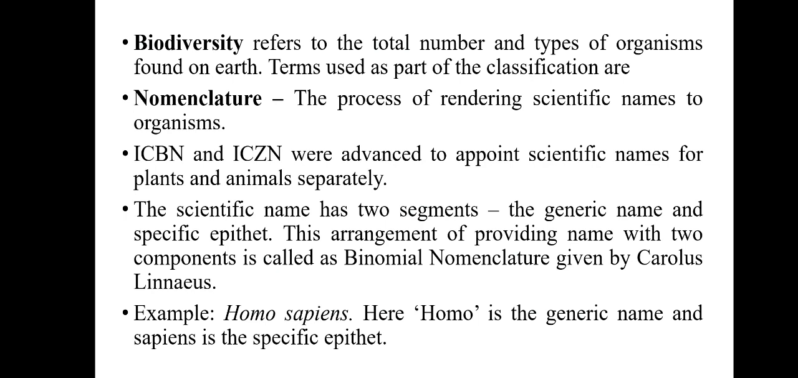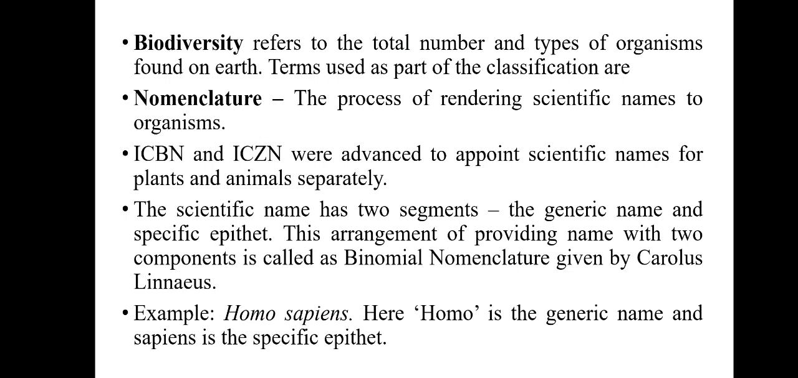Then what is nomenclature? It is the naming process. ICBN stands for International Code for Botanical Nomenclature, and ICZN stands for International Code for Zoological Nomenclature. ICBN sets some rules to name plants, and ICZN helps to name different types of animals.